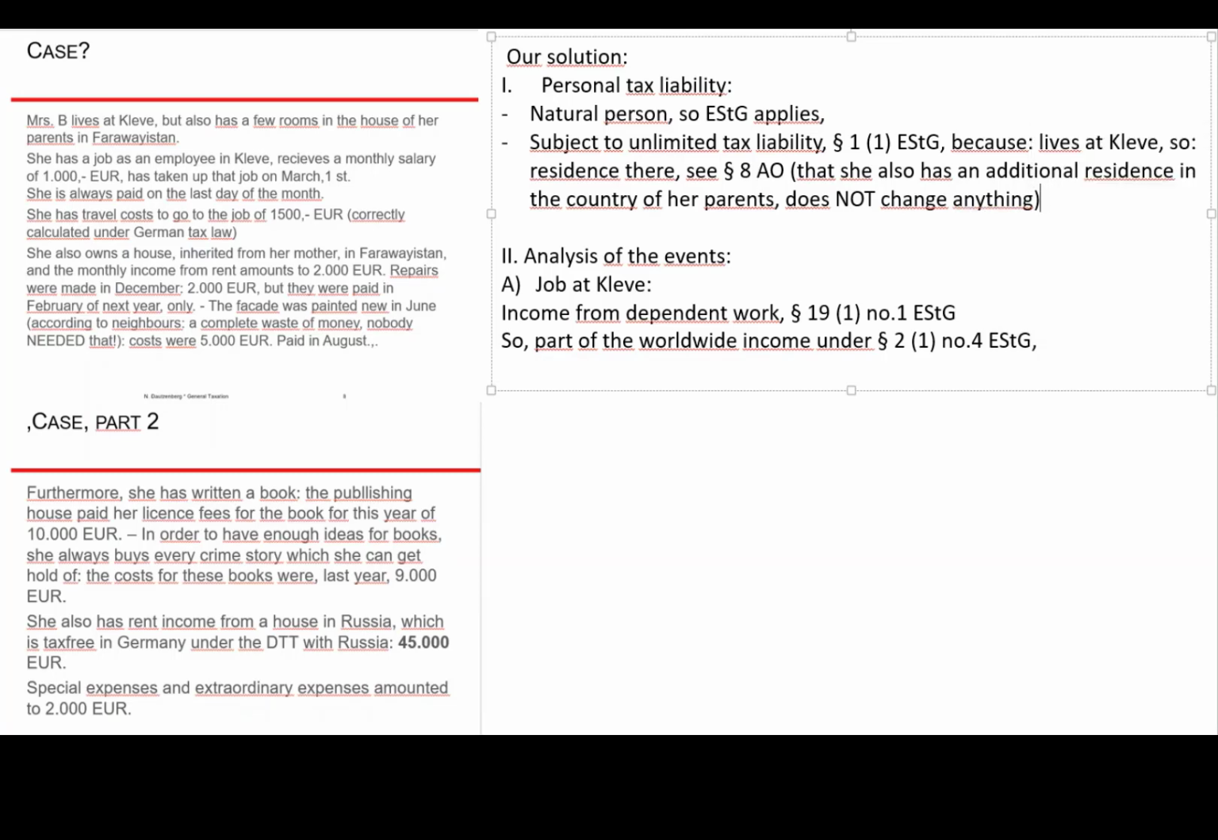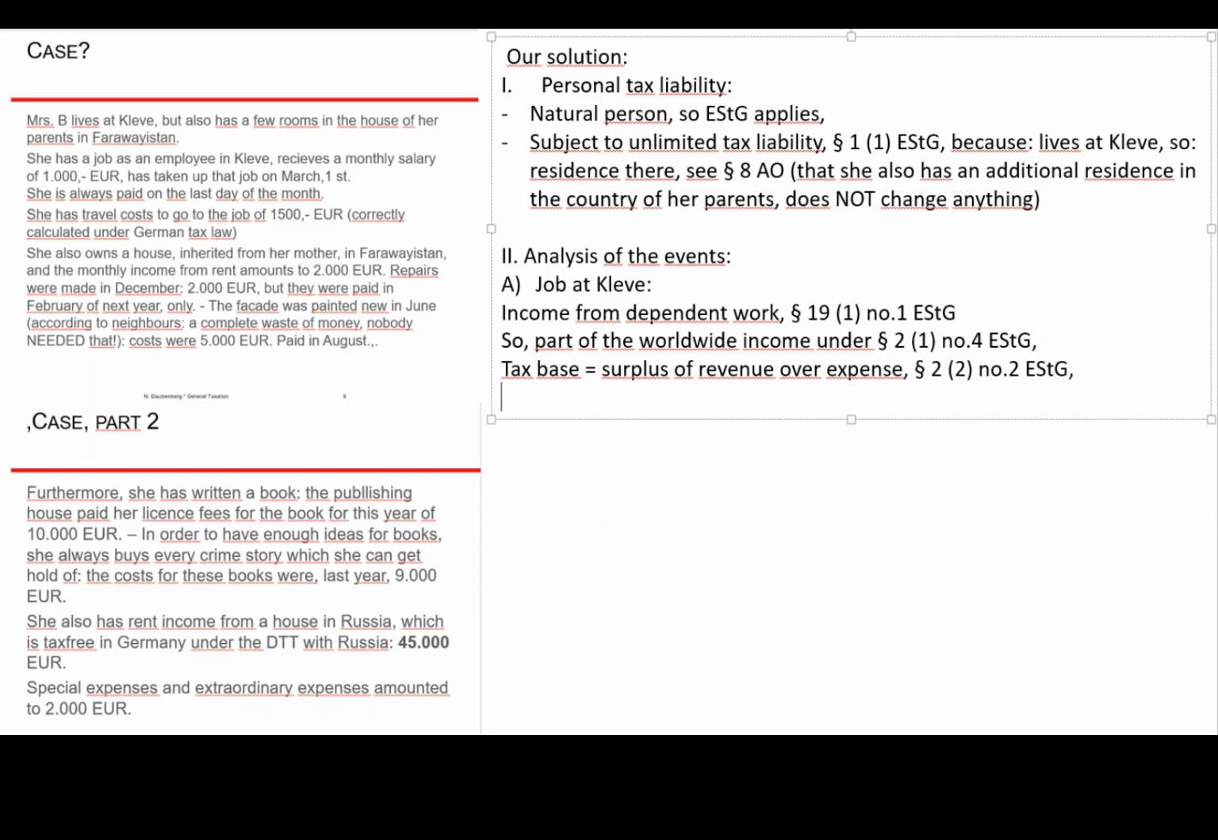Tax base is the surplus of revenue over expense. See, I'm evidently really nervous today because I'm always making typing mistakes. That's awkward. Might become better in the course of time. Section 2, number 2, ESTG.